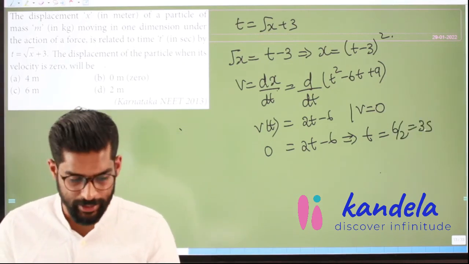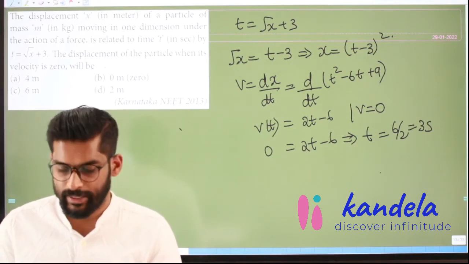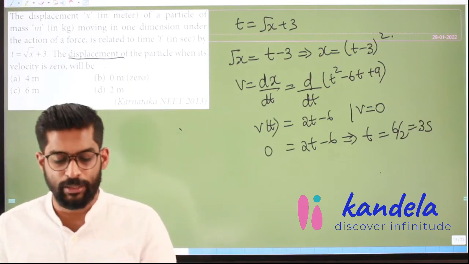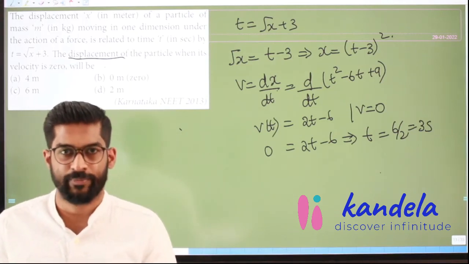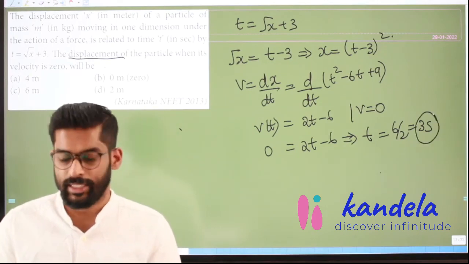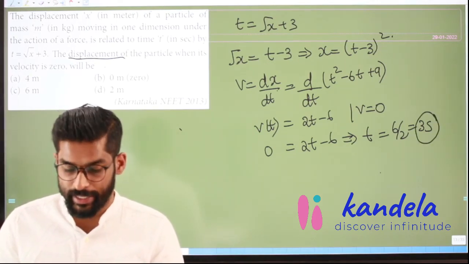So what we have found out? At 3 seconds, the velocity of the particle is 0. Now what we need to find? We need to find the displacement of the particle when the velocity is 0. So at what time is the velocity 0? Velocity is 0 when time t is equal to 3 seconds. Now we need to find what is the displacement at this point.